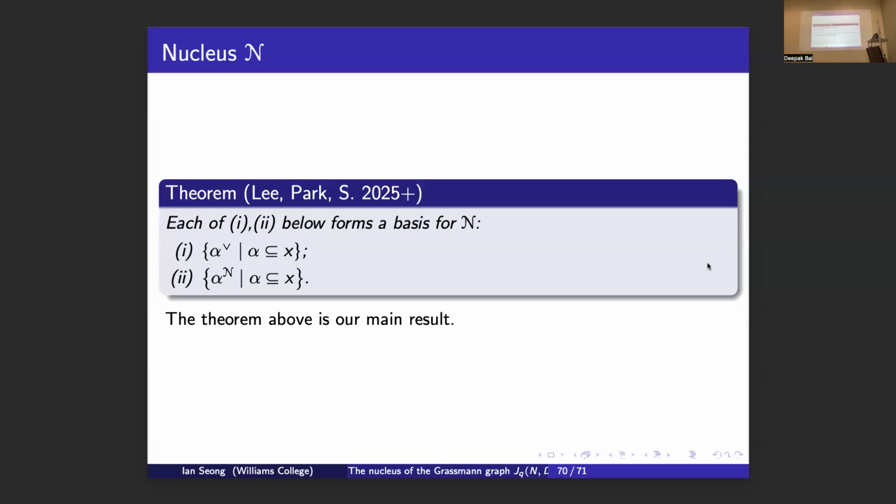And the second set of basis is alpha to the n, where alpha runs from 0 to X, basically. Alpha is contained in X. So these two are going to form bases for n. And this theorem is our main result.